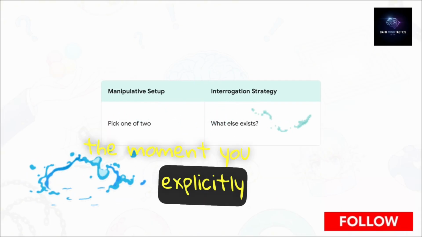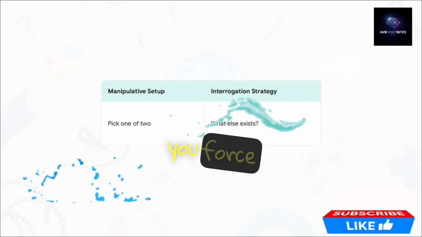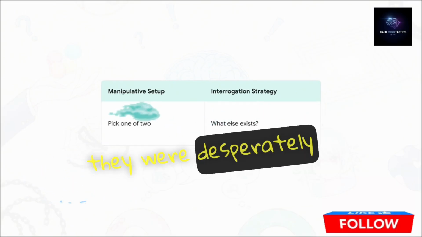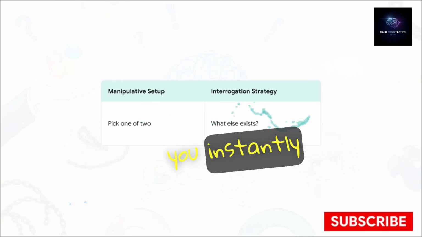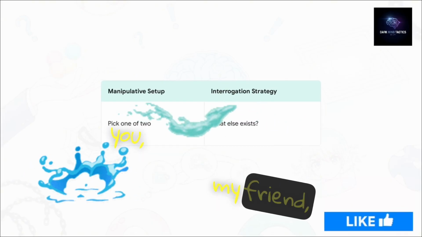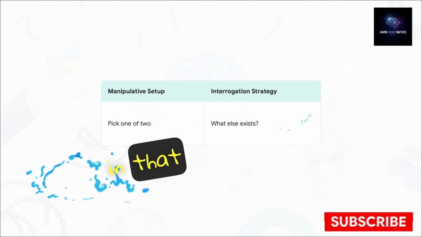The moment you explicitly ask for the hidden options, you force the architect of this whole trap to acknowledge the wider range of possibilities they were desperately hoping to avoid. You instantly reclaim the part of the negotiation that was quietly swiped off the table. You, my friend, seize control of the lighting in that dark hallway.